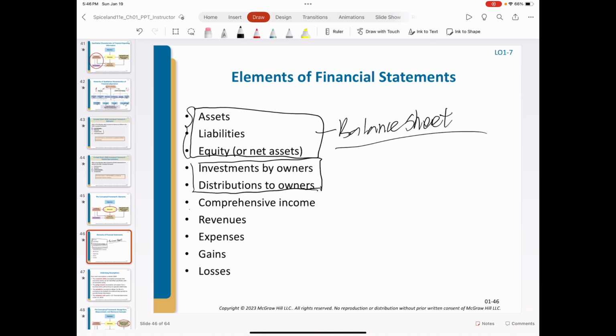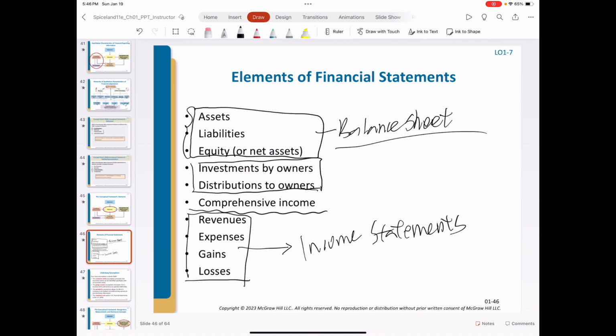Next one is comprehensive income. I will talk about this in the following chapters. The following four: revenue, expenses, gains and losses, are components of the income statement. Together they report the financial performance of a corporation. And here I didn't mention accounts, right? But actually we know each element will be reported by different accounts.